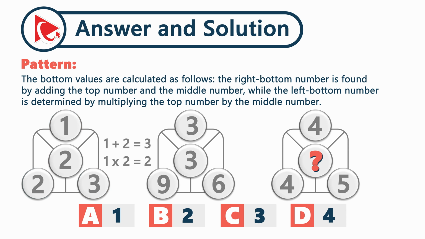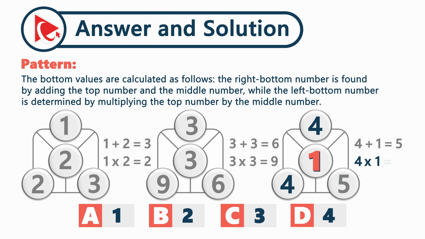Let's look at the second shape to reaffirm this pattern. 3 plus 3 equals 6. 3 multiplied by 3 equals 9. And you know what time it is? It's the magic time to calculate the missing number. I'm pretty sure you guessed it by now, because the number is 1. Let's verify it. 4 plus 1 equals 5, and 4 multiplied by 1 equals 4. So the correct answer here is choice A, 1.